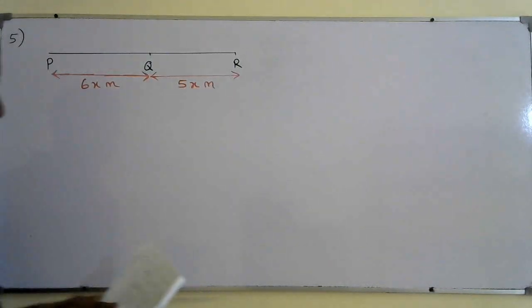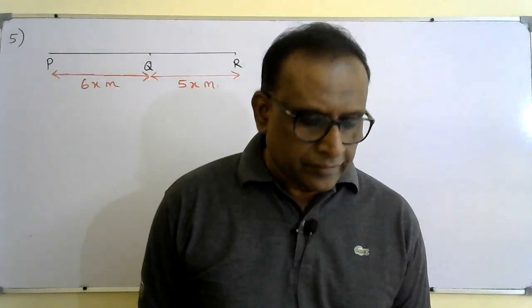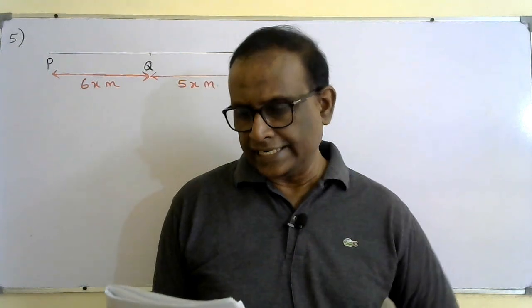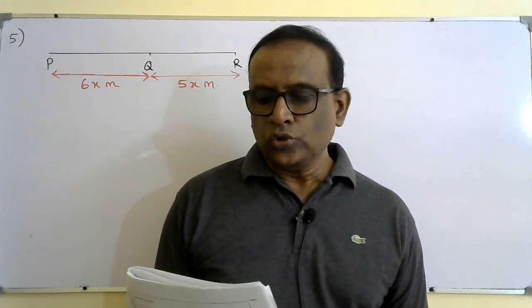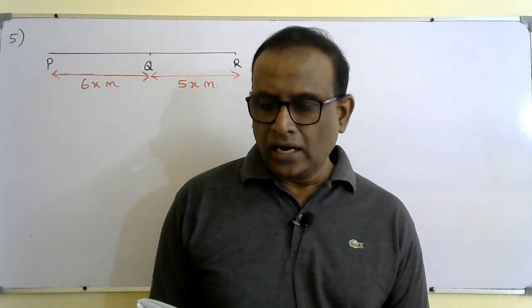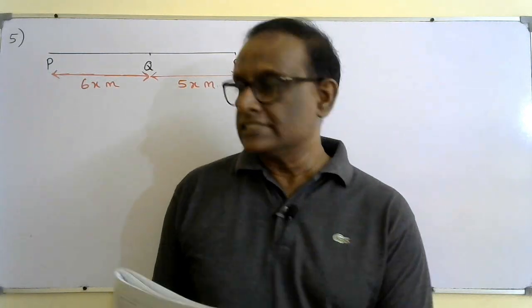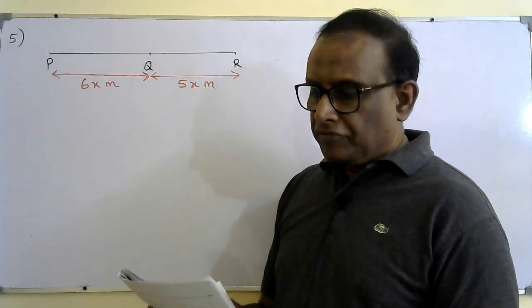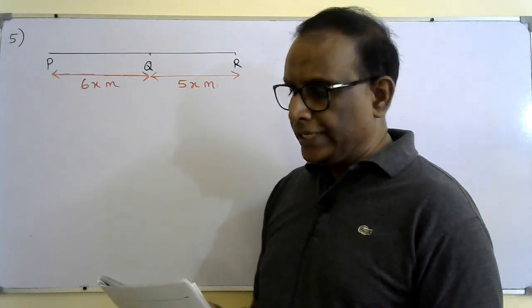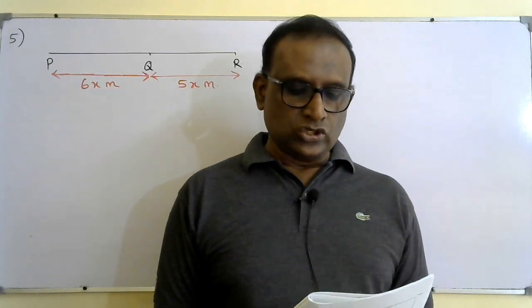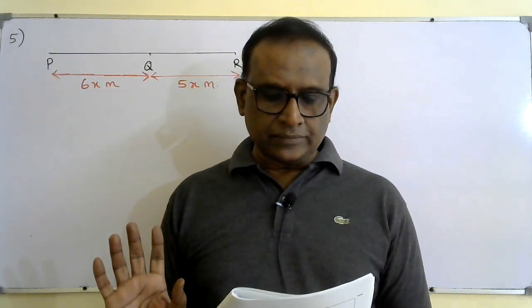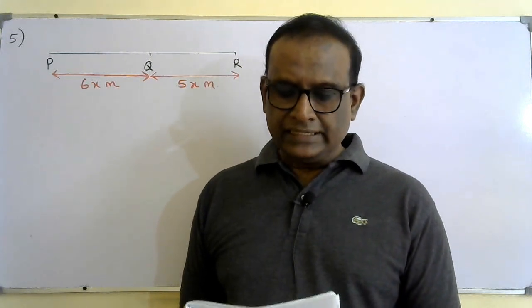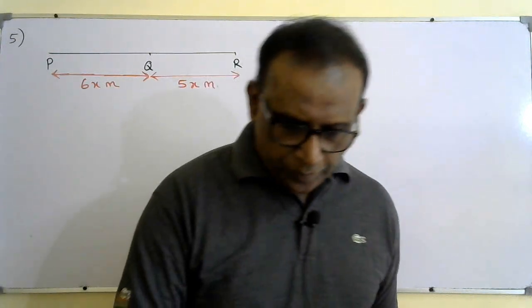Okay, question number 5. This diagram is given. Three points P, Q and R are on a horizontal road where PQR is a straight line. The point Q is between P and R, with PQ equal to 6x meters and QR 5x meters as shown. A vehicle moves along the road from P to Q with constant acceleration. The vehicle is modeled as a particle.